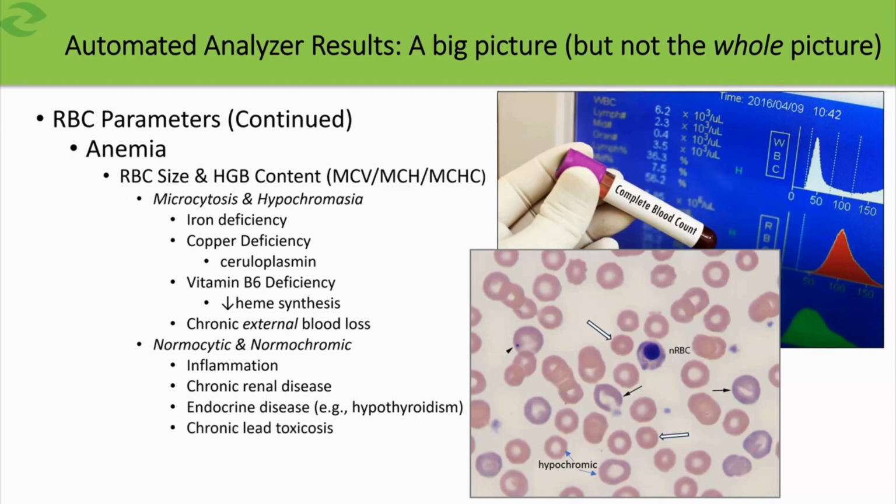Chronic lead toxicosis can also result in a normocytic normochromic anemia. Lead impairs the heme synthesis also, so it's almost always non-regenerative and has been associated with increased numbers of nuclear red blood cells. So you see these in the absence of the polychromatophils or reticulocytes.